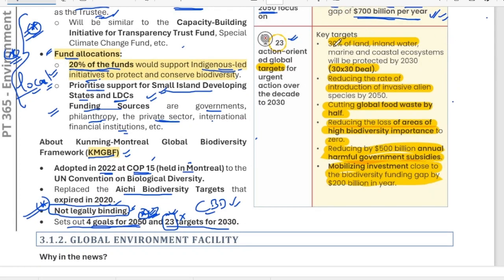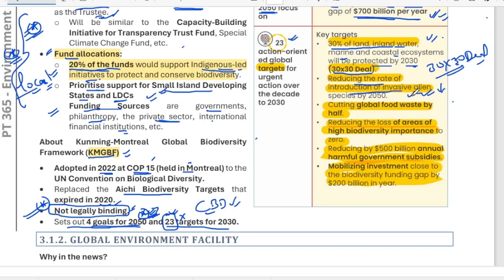Some of the targets that you can remember are: 30% of land, inland water, and marine areas will be protected by 2030. So this is called the 30 by 30 deal. The 30 by 30 deal is that 30% of the water, land, and marine resources will be conserved by 2030. Okay, reducing the rate of the introduction of invasive alien species. The rate of introduction of invasive alien species will be reduced.